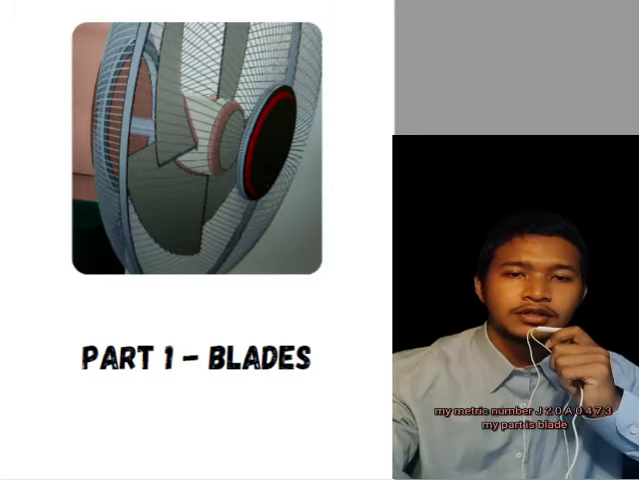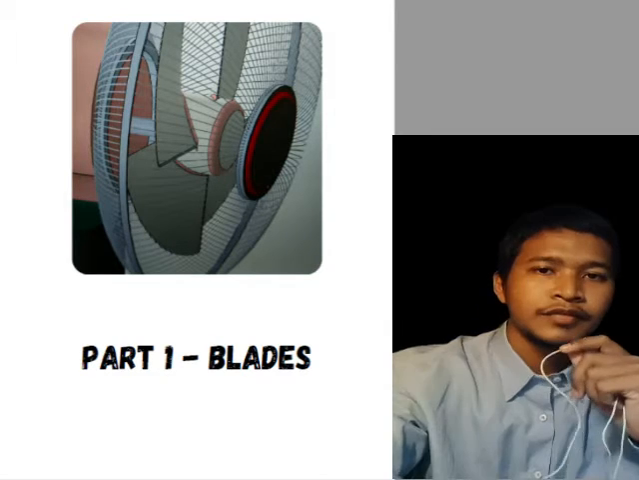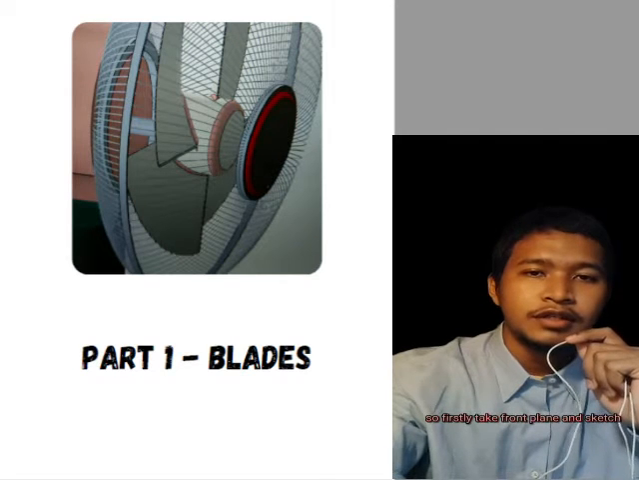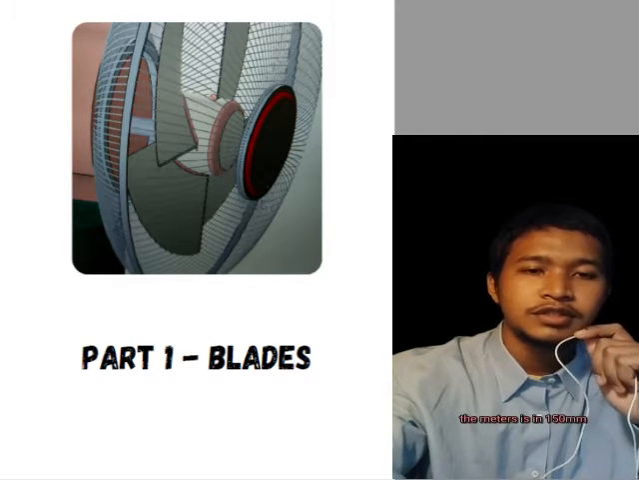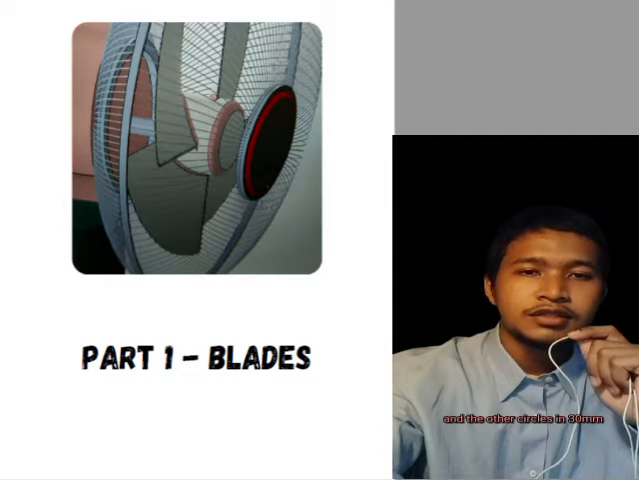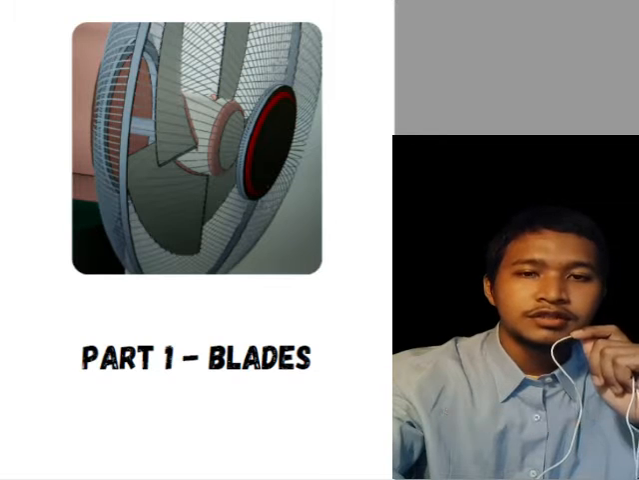My part is the blade. I'm going to explain how to do it. So firstly, take one plane and sketch, then draw two circles. For the first circle, the diameter is 150 millimeters and the other circle is 30 millimeters. After that, use extruded boss and make it 80 millimeters.